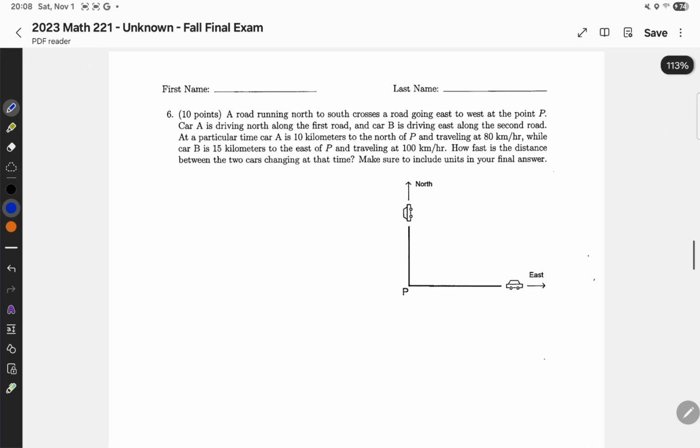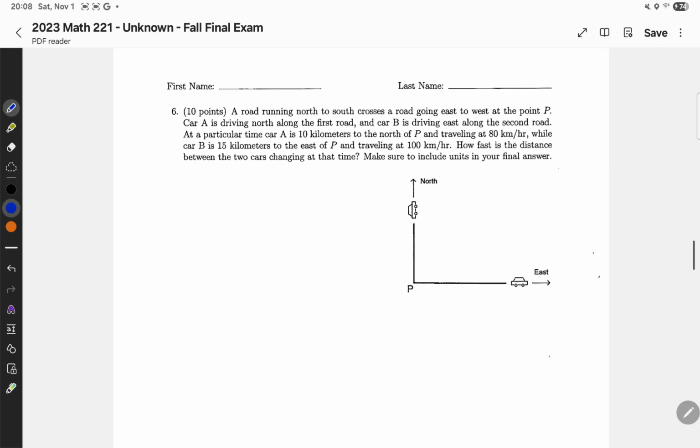So for question 6, we have a road running north to south that crosses a road going east to west at a point P, right here. Car A is driving north, so this is going to be car A. Car A is driving north along the first road, and car B is driving east along the second road. At a particular time, car A is 10 kilometers north of P and traveling at 80 kilometers per hour.